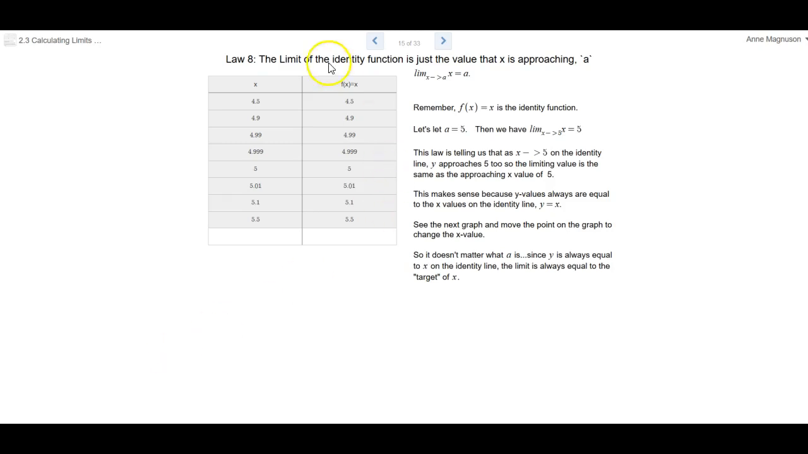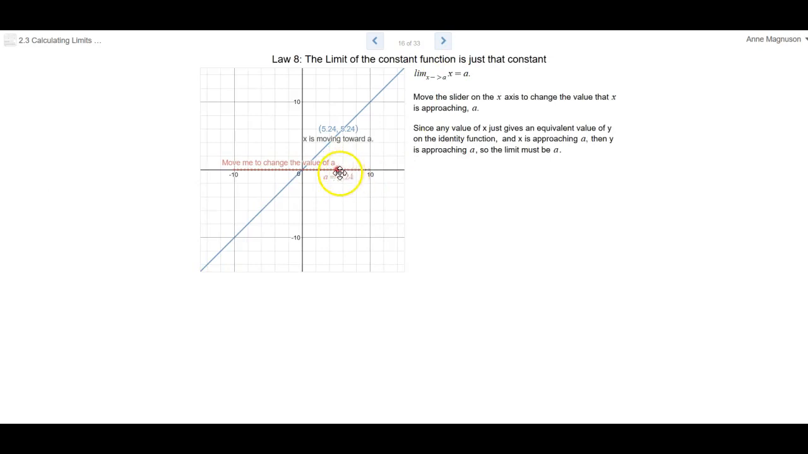So we were on this limit law that looked at the limit of the identity function, and this tells us that the limit as x approaches a of x is just that value a that x is approaching. And that kind of makes sense because if we look at the graph, y equals x always. So if x is approaching any number a and y equals x, then y is approaching that number as well.